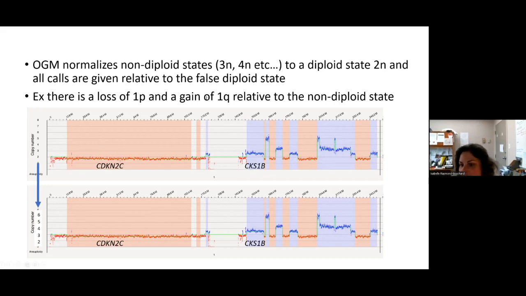So there is actually a loss of 1P and a gain of 1Q relative to the non-diploid state, but there is more than one copy of 1P. So it's not a single copy of 1P, and it ends up being an amplification.